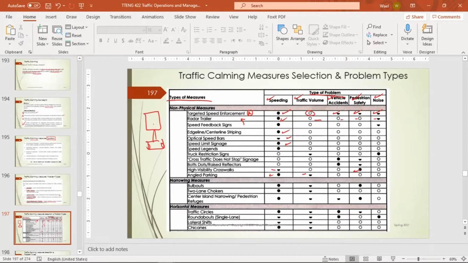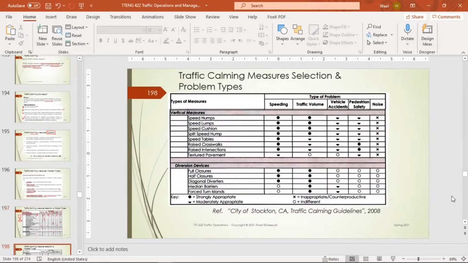Cross traffic does not stop signage. This is a warning sign. It's good for vehicle accidents. Post dots and raised reflectors are good for vehicle accidents. Truck restriction sign, prohibiting trucks, is effective for noise, and so on. So that was for the non-physical measures. That means it has nothing to do with the physical structure of the road.